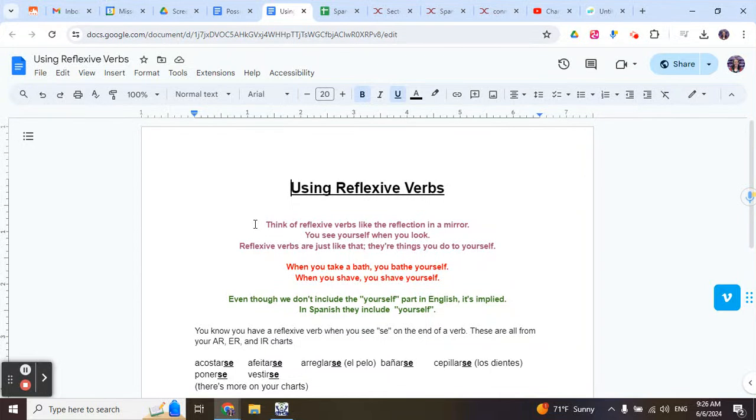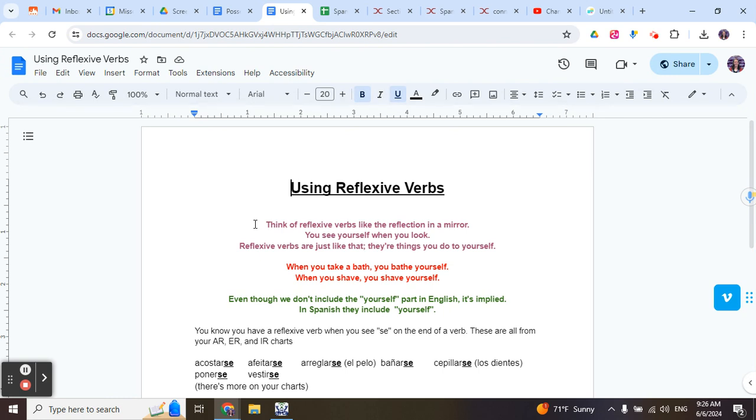Hello there. Today we're going to talk about reflexive verbs. Just looking at the name of these types of verbs indicates to you what they do. They're reflections. These are things we do, right? Think about looking in a mirror and what's reflecting back on you.